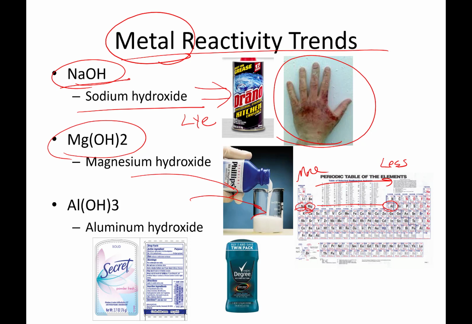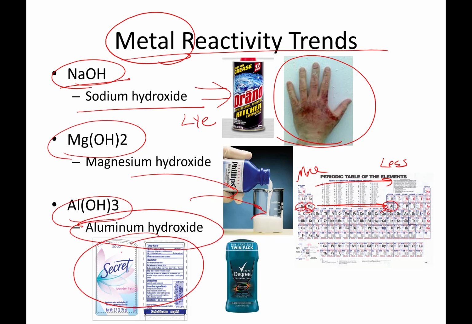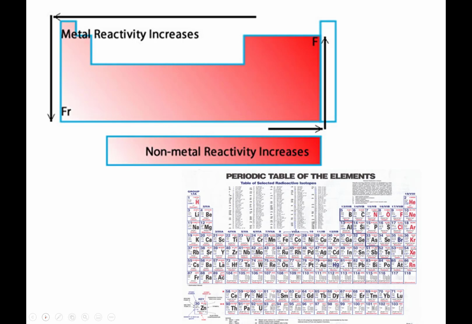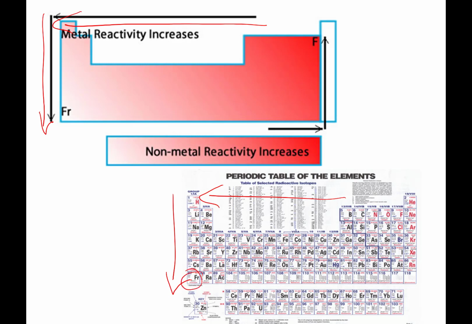And by the time you get way over here, when you have aluminum hydroxide, this is part of deodorant, and you put this on your skin to help prevent you from perspiring and smelling. So it just depends on where the metal is. It can be something that can be hazardous to your body to something that is beneficial to your body. Position is a big deal. So metal reactivity, it's more reactive as you go down, more reactive as you go left. And the most reactive metal is francium, and they're less reactive as you go up and right. Okay, next time we're going to come back and we're going to start talking about the non-metals.